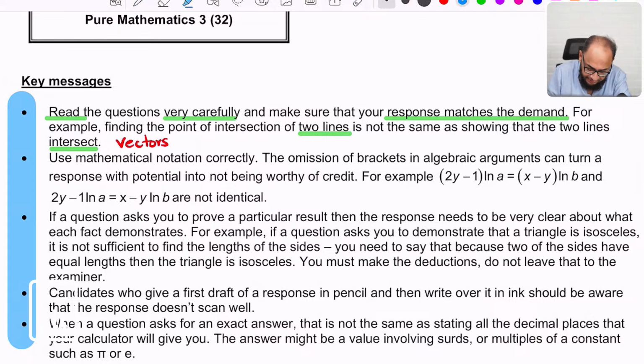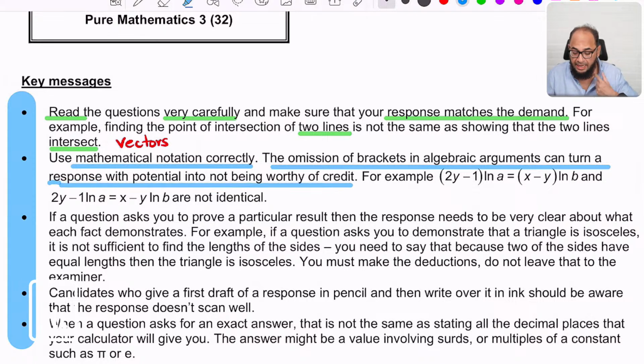It means that the omission of brackets in algebraic argument can turn a response with potential into not being worthy. Now, this kind of wording is the first time that I'm seeing. That is, this examiner is really ticked off and he's not so happy with the way that people have given the responses. So, what the examiner is trying to say is that at least have this much common sense to use a bracket. Why? Brackets are for free. Use as much as possible. So, use the bracket, keep things intact so that you don't make a mistake.